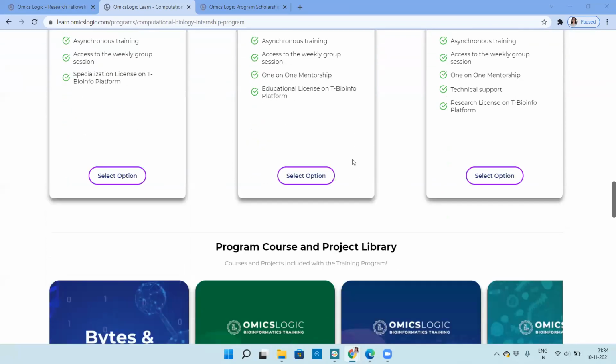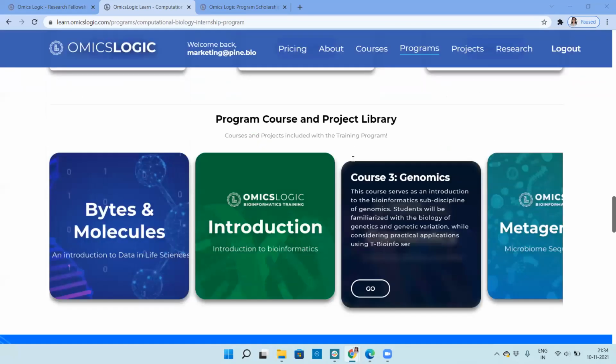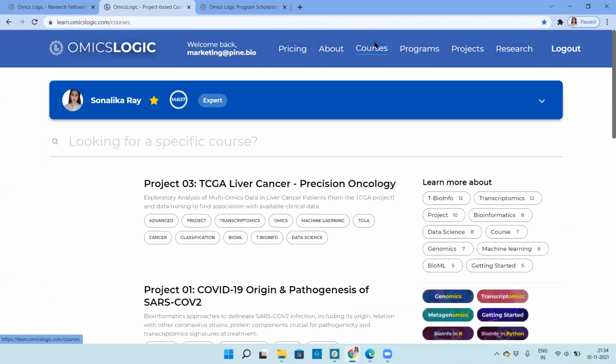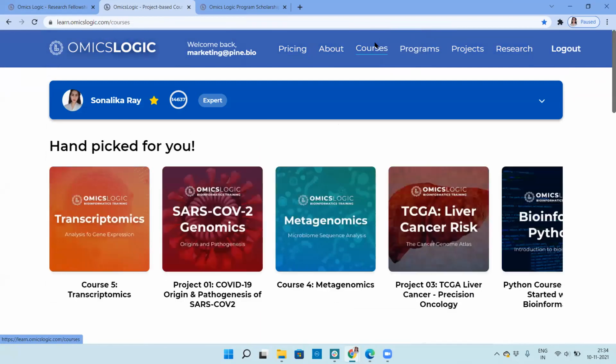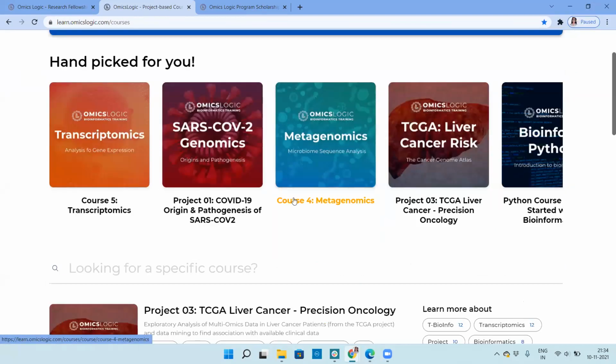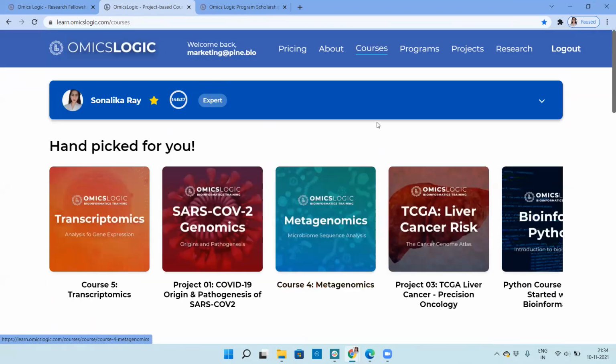On this page itself, you'll also get to know about the various courses and sample projects that you can go through. All the courses that Ilya also showed you, as a part of the research fellowship program, and all the example projects would be unlocked for you. So everything under the courses tab, you can go through and learn from.